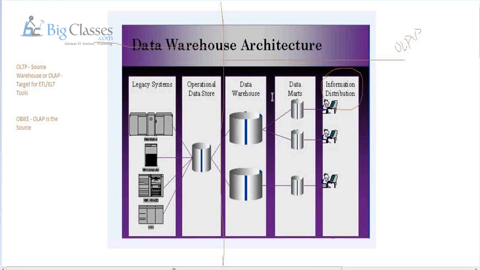So any questions here in this architecture? Got it? This is the flow of the data, where we get from source data to warehouse to the reporting side. Any questions?